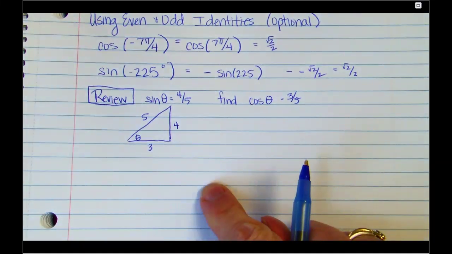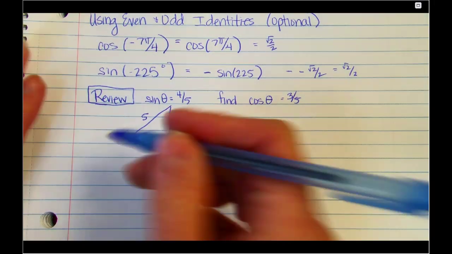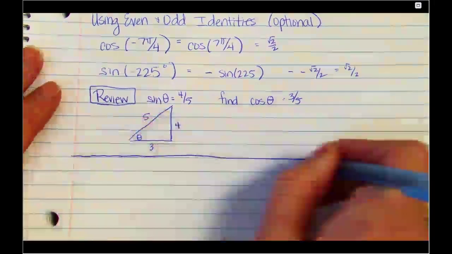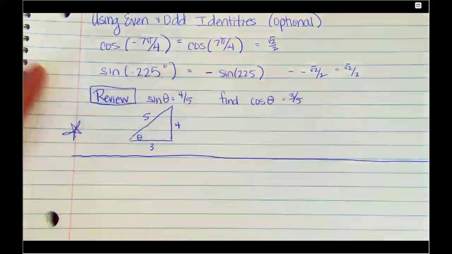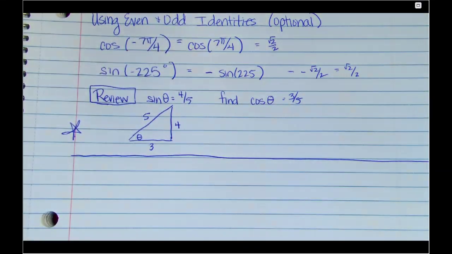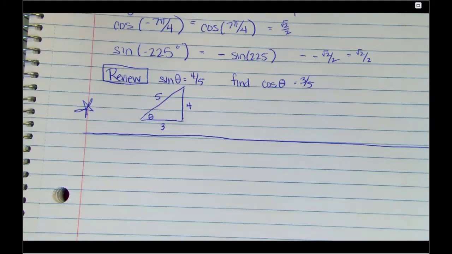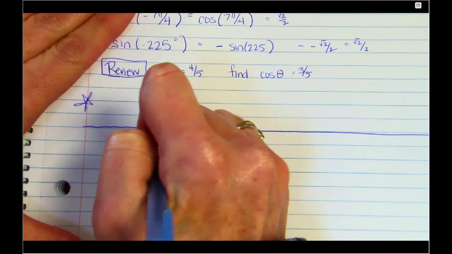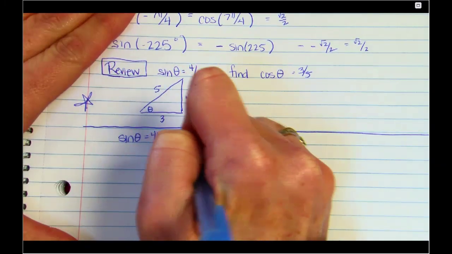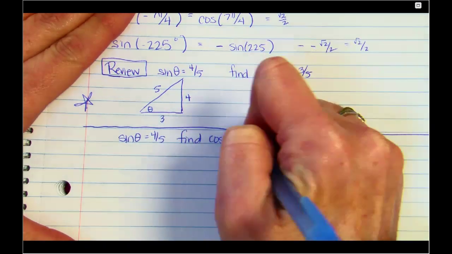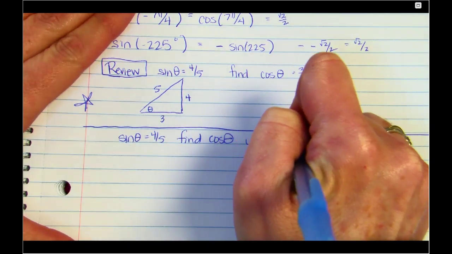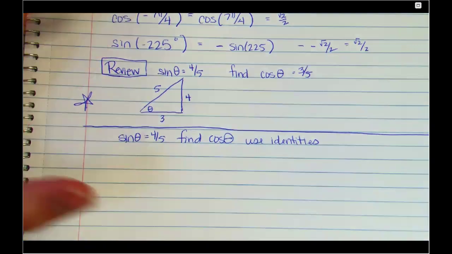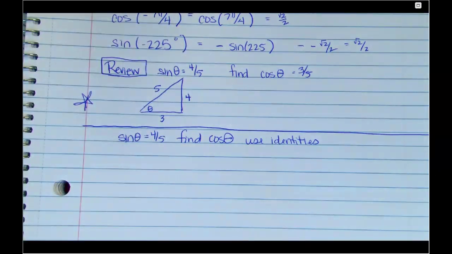You guys, this is the way that I would do it. But let me tell you this. You could use the identities. I'm going to put a star here because this would be my preferred way to do it. Like literally, I know how to use the identities and I never do it the way that I'm going to show you. So let's say we're going to go same problem. Sine theta equals 4/5. Find cosine theta, but we're going to use the identities. Okay, that means we're using everything on that pinky purple paper.